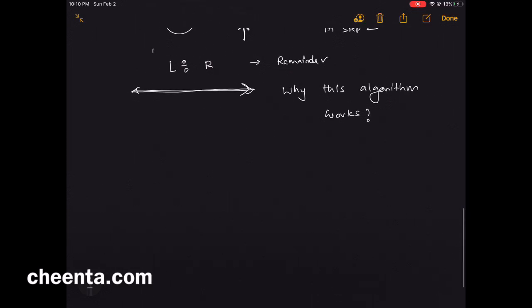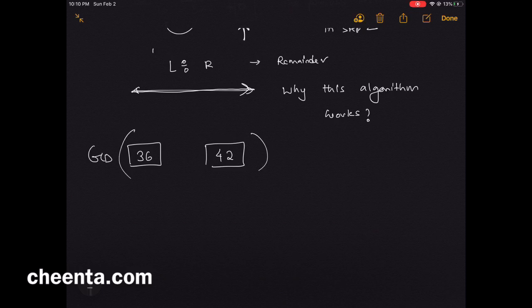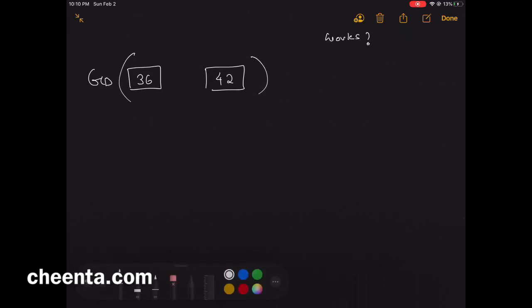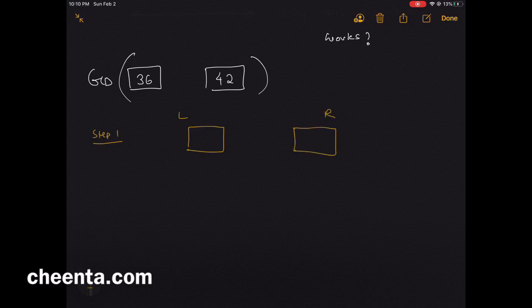Before we do that, let's take another example. Let's take the two numbers 36 and 42, and find their GCD using this algorithm. So what is step 1? Make two boxes, L and R. L contains the larger number, R contains the smaller number.